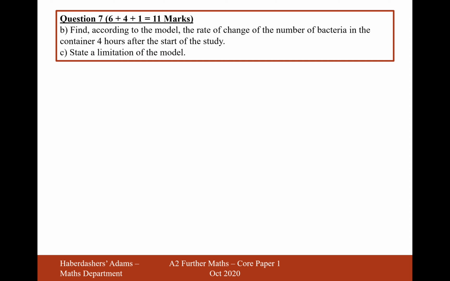Let's now move on to part B. Find, according to the model, the rate of change of the number of bacteria in the container 4 hours after the start of the study. So let's first of all grab that function again. It's going to be 1 plus t, P equals 2/3 t to the power of 3 over 2 plus 2/5 t to the power of 5 over 2 plus 5. And we also have the initial differential equation, which was dP/dt plus 1 over 1 plus t, P equals t to the power of a half.